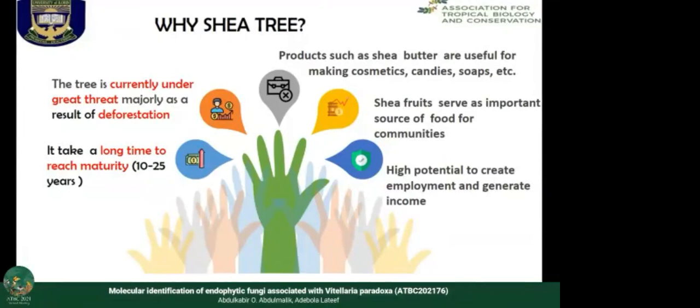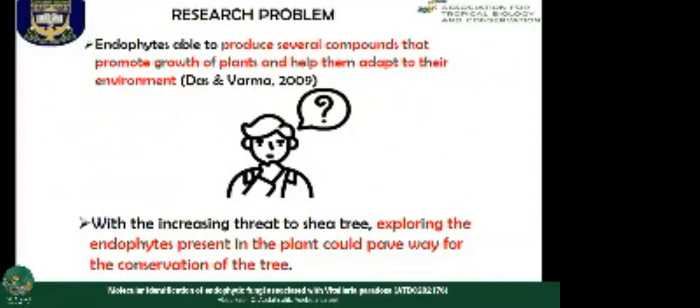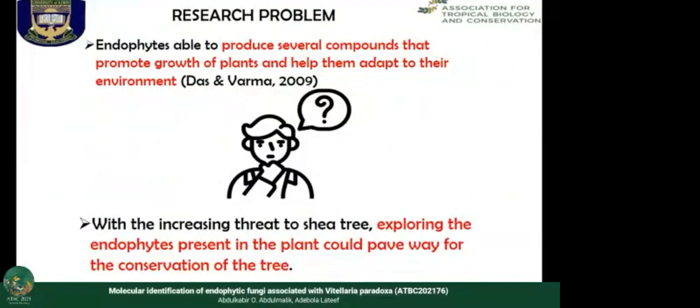The first thing that came to my mind was endophytes, right? Endophytes have been implicated in recent times to produce numerous metabolites that can function to promote growth of plants and help them adapt to their environment. So I felt if we could know which endophytes are present in this plant, then we could further drive forward to understand the physiological and biochemical functions they play in these plants. Then by understanding this, we could probably drive efforts towards conservation of the tree.